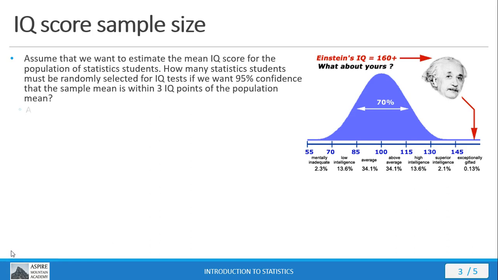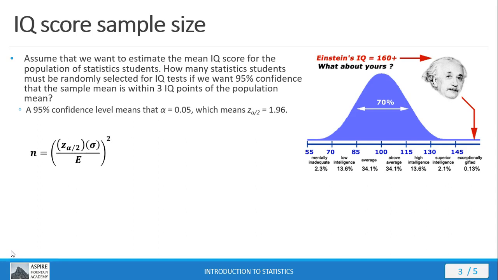So to proceed with this problem, we need to recognize first that a 95% confidence level means our significance level, alpha, is 5%. That means that Z alpha over 2 is going to be 1.96. We then plug in what we know into our sample size equation. And we're going to use a previous study that suggests that the population standard deviation is 15. So with those values plugged in, here's what we get.